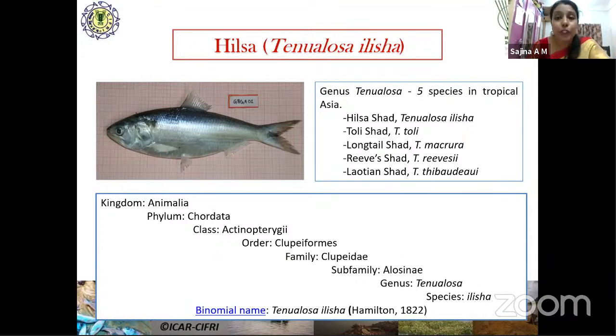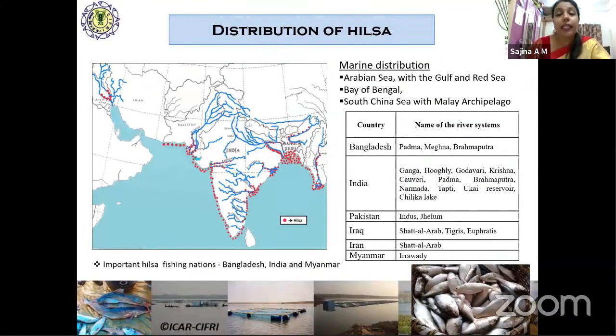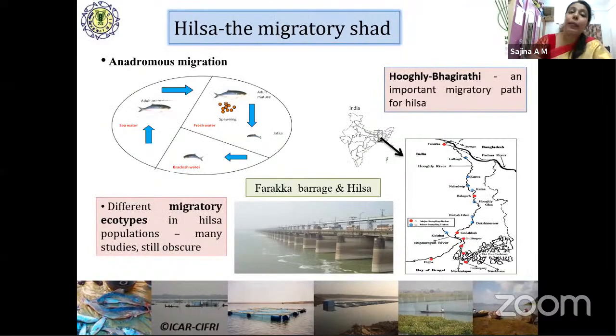So coming to the distribution of Hilsa, Hilsa inhabits coastal shelf waters, estuaries and freshwater rivers of many countries bordering the Bay of Bengal, Indian Ocean, the Persian Gulf, and the Arabian Sea. But they are most abundant in the Ganga, Brahmaputra, Meghna drainage systems of Bangladesh and India. I'll be covering the ecology of Hilsa by explaining about the migration of the species.